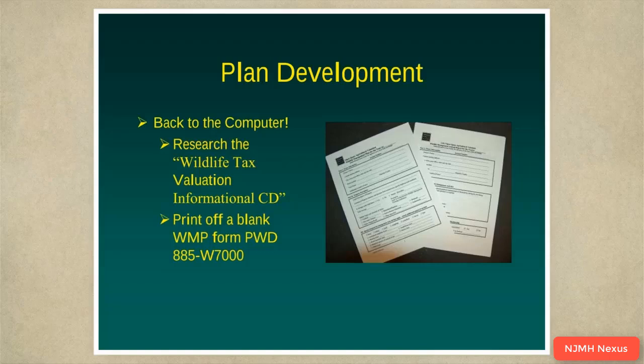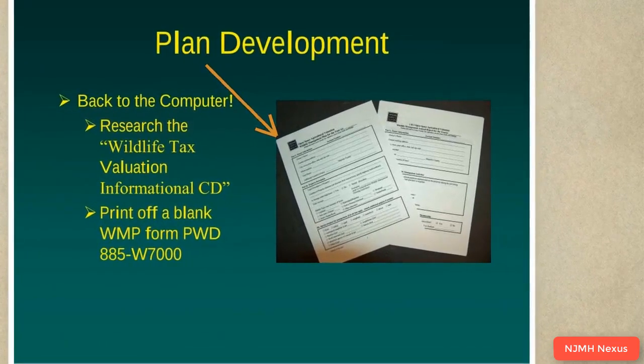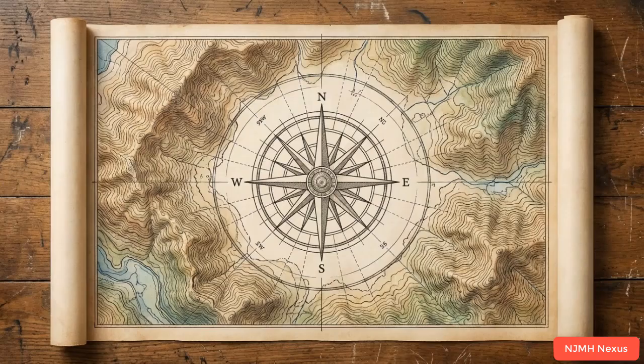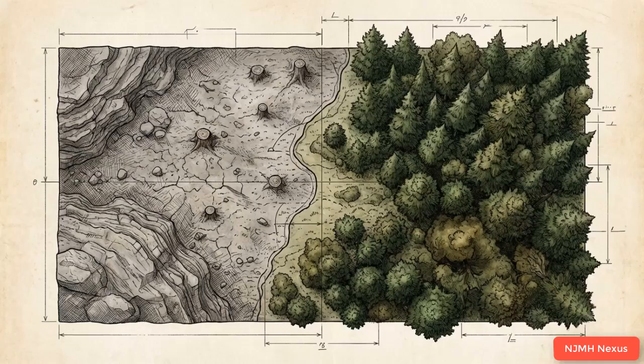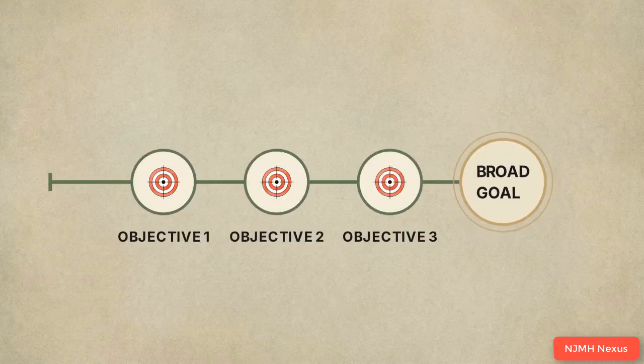You will start with a blank, regional WMP template, like this official wildlife tax valuation document, to organize your foundational objectives. Before analyzing any satellite data, you have to define a goal. A goal is your broad, long-term vision for the property, like restoring a mature forest ecosystem. In contrast, an objective is a strict, quantifiable milestone you must hit to achieve that broad goal.